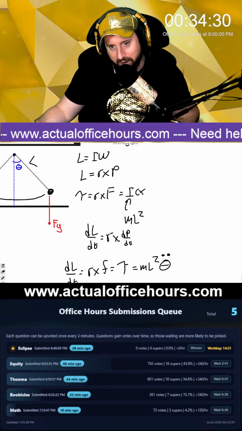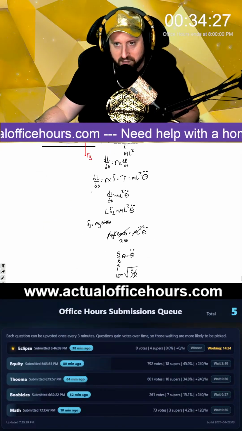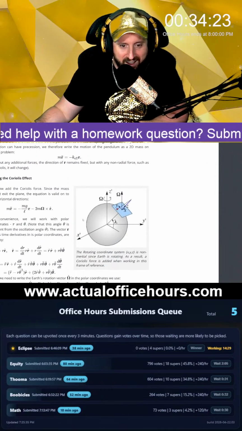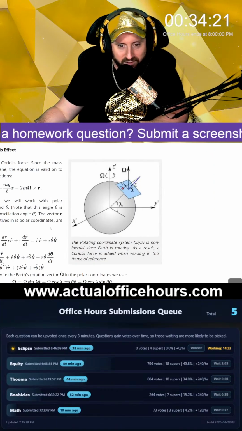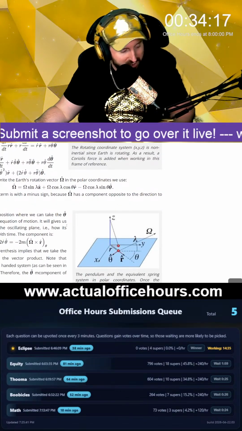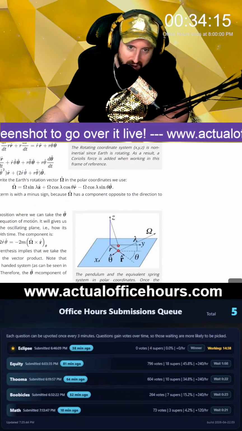Okay, I can derive basic pendulums. That's great. Love that. I don't know how you start applying all this to the Foucault pendulum, unfortunately. This starts getting crazy. Like, what? Oh, man.